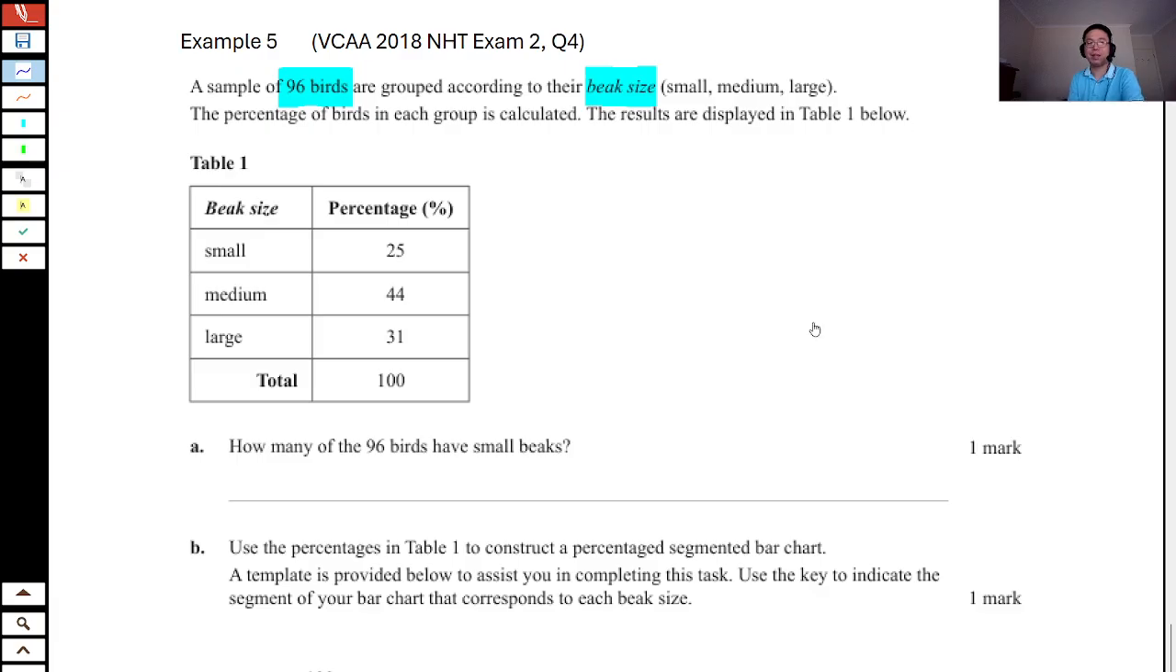Part A. How many have small beaks? So what we want to do is convert the percentage back into an individual count out of 96. So 25% is the same as 25 over 100 times 96. It's a quarter. Quarter of 96 is 24.